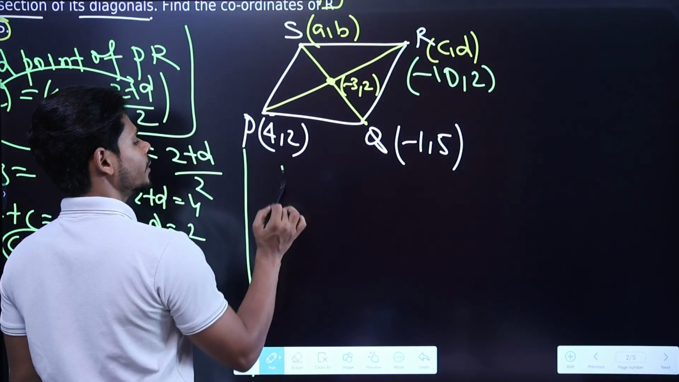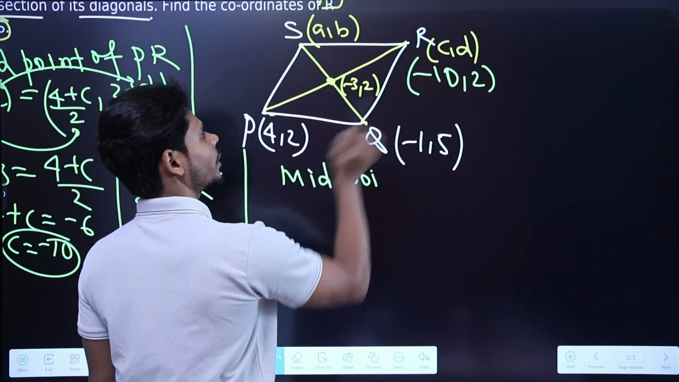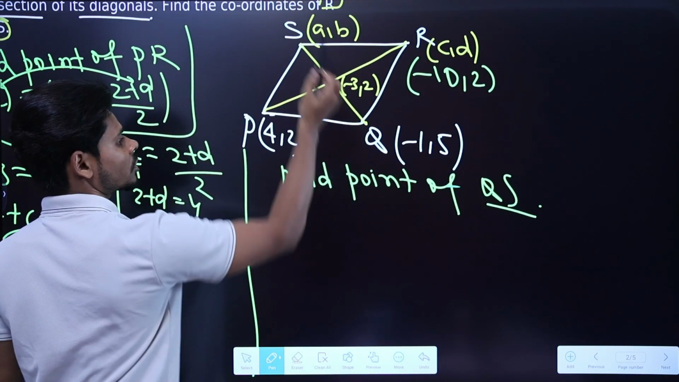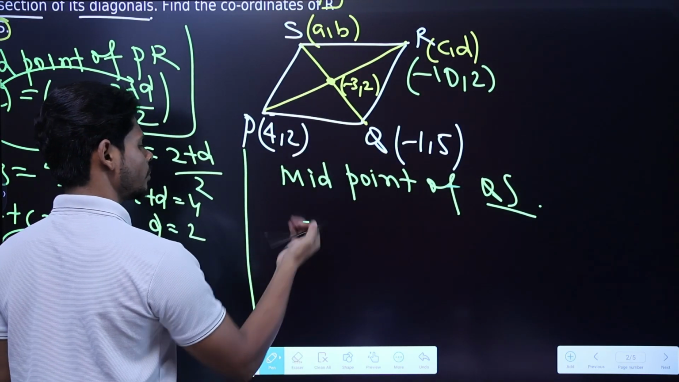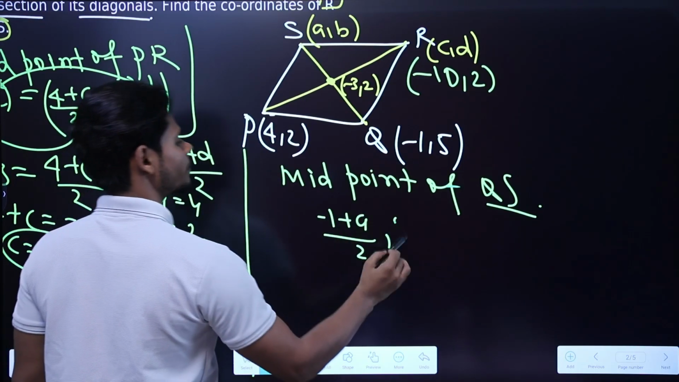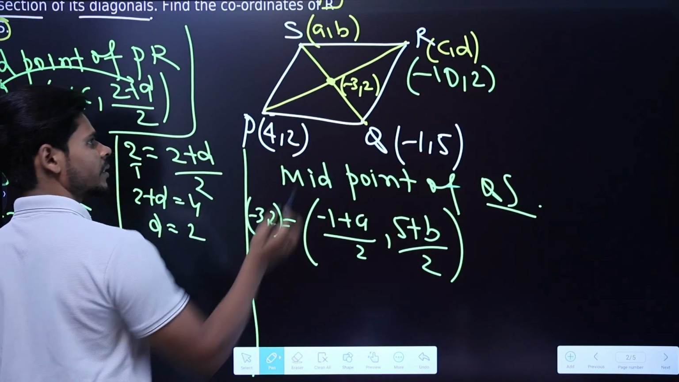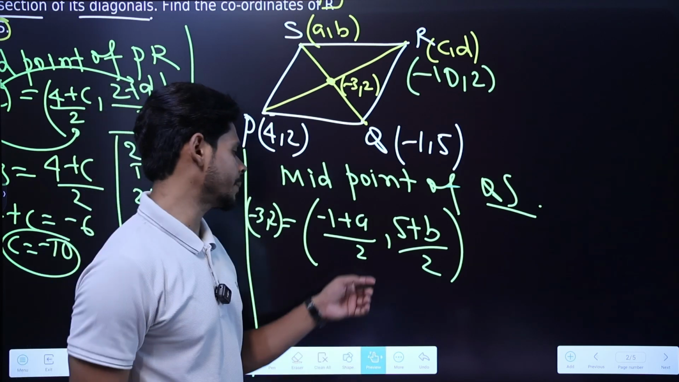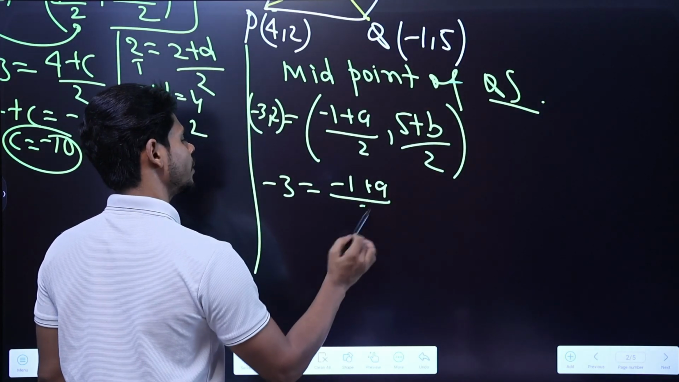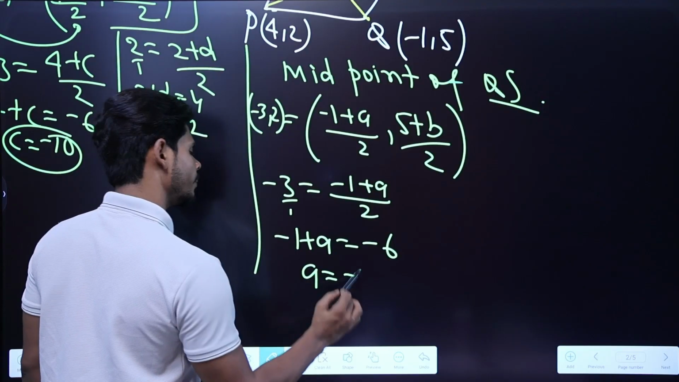So if I want to find the midpoint of SQ or QS, you can say midpoint of QS, let's say. So x1 plus x2, it will be a plus 1 or minus 1 plus a, no problem. Minus 1 plus a divided by 2, then 5 plus b divided by 2, and this is nothing but again minus 3 comma 2, because again the same thing is there in case of a parallelogram. Now x coordinate will be equal to x coordinate, so it will become minus 1 plus a divided by 2; just cross multiply, minus 1 plus a is equal to negative 6, so a will become minus 5.